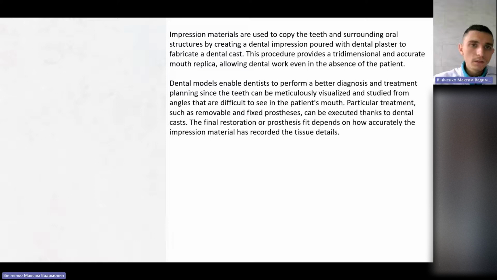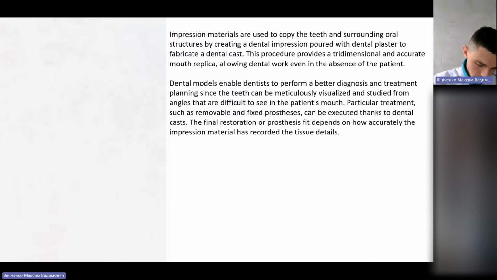Dental models enable dentists to perform a better diagnosis and treatment planning since the teeth can be meticulously visualized and studied from angles that are difficult to see in the patient's mouth. Particular treatments such as removable and fixed prostheses can be executed thanks to dental casts. The final restoration or prosthesis fit depends on how accurately the impression materials have recorded the tissue details.